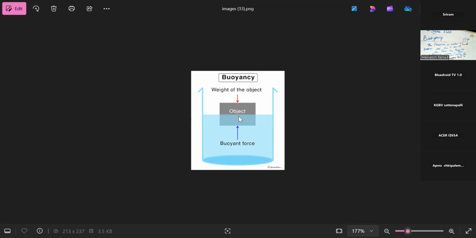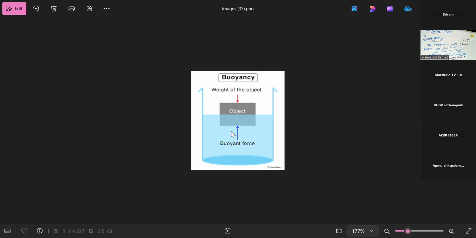That kind of object is known as positively buoyant. If the object's weight is more than the amount of water displaced, that kind of object is known as negatively buoyant. In buoyancy, there are two kinds of buoyant objects: one is positively buoyant and the other is negatively buoyant. For the first, the buoyant force will be more and the object will float.